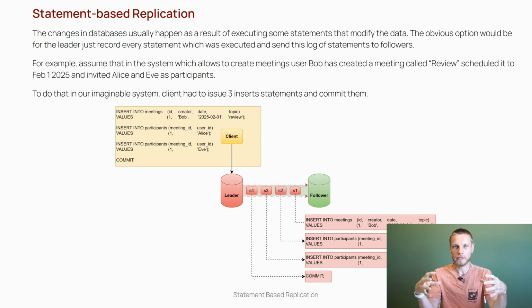Basically, when something is changed on the leader, it means that a client executed some command or statement on the leader. And the obvious idea of replication is that we could just transmit the same command from leader to follower. In that way, the leader just has to log all statements which are executed and then transmit that log to the follower. Let's look at an example of how it could work.